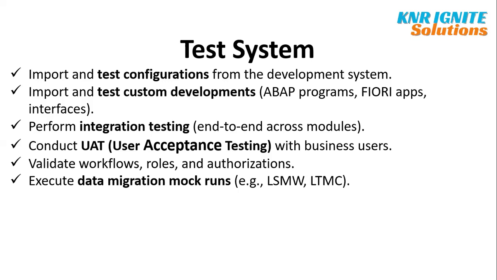When it is successful, you do the same thing in the production system one more time, or you ask your business users to do the same thing by providing the necessary authorizations. Now, in the quality system, if I find any issues, then we'll correct them in the development system, move those changes to the quality system, and redo that one more time.